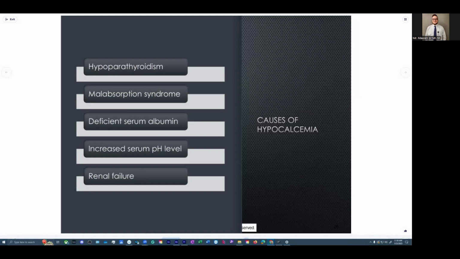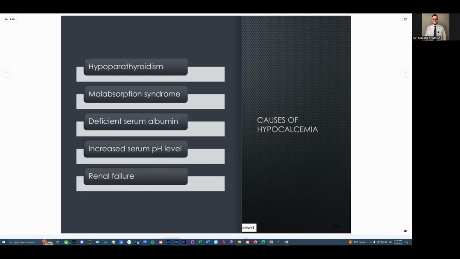Malabsorption syndrome is basically talking about there's a decreased vitamin D absorption, and then therefore the processing of calcium ions is not correctly distributed from the bones to the blood. That's more common in people that are lacking sunlight and UV exposure to get enough vitamin D. Deficient serum proteins based on how they interact. And then probably the biggest ones are hypoparathyroidism, malabsorption syndrome, and then renal failure.